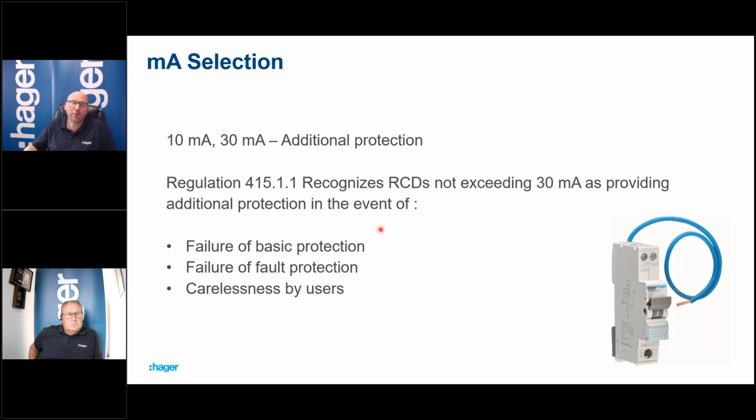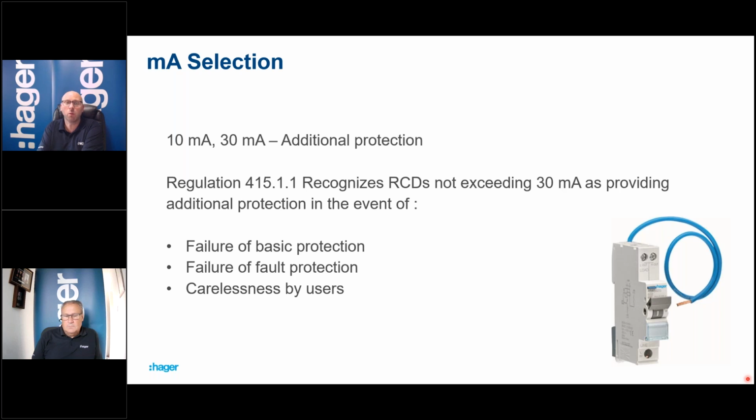They may be specified for very special areas, medical maybe, I don't know, but 30 milliamp, if we don't go above that, is recognised as providing additional protection, and that's really there for when we have a failure of basic protection, you know, a cable's damaged or whatever, and it exposes live parts, or it could be that there's a failure of fault protection, you know, the ZS is too high for the circuit or whatever, so we're relying on the RCD element of the device. And it's also protection against carelessness by users.